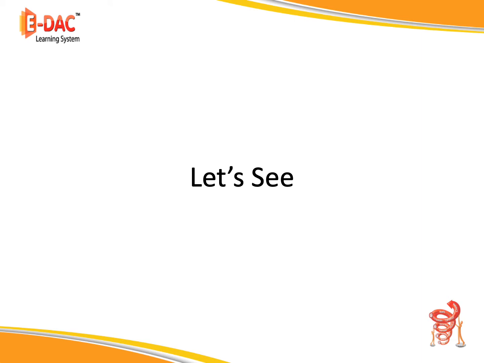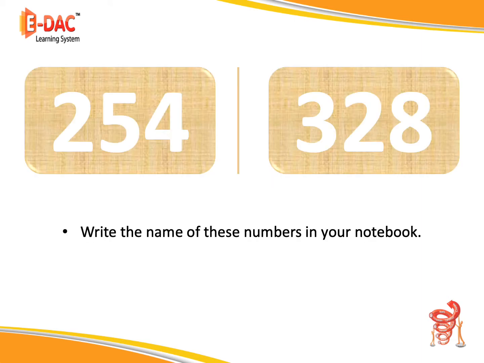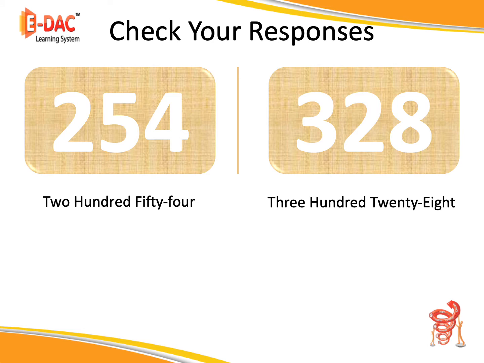Let's see. On your screen, you can see two 3-digit numbers. What you have to do is pause this video here and write the names of these numbers in your notebook. Let's check whether you have given the correct responses or not. So, the first number is 254 and the second number is 328.